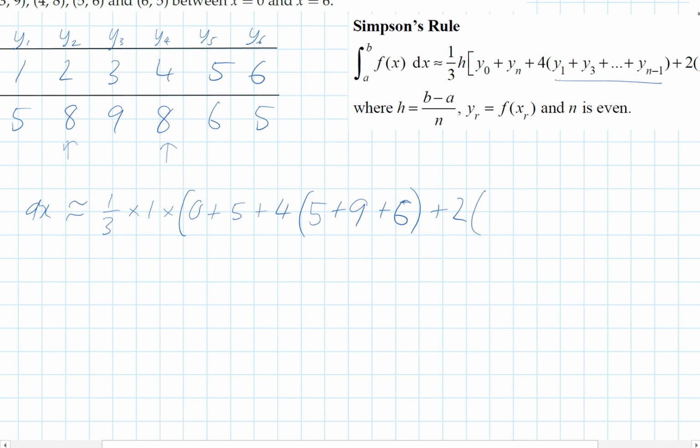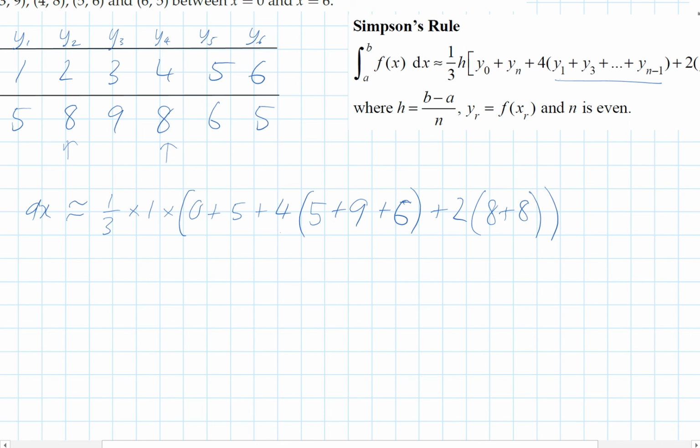And we don't count 6 because that's already been our last one here. Sorry, this one here is our last one. So I've got 5 in for that. Yep, that's fine. Okay, so just 8 plus 8 for that one.